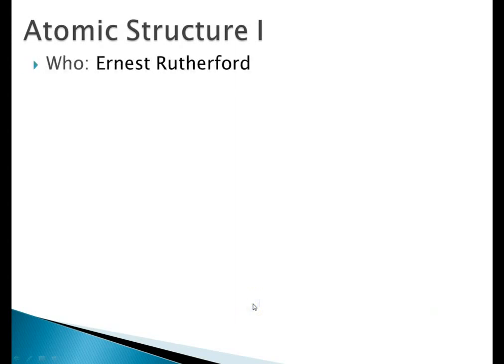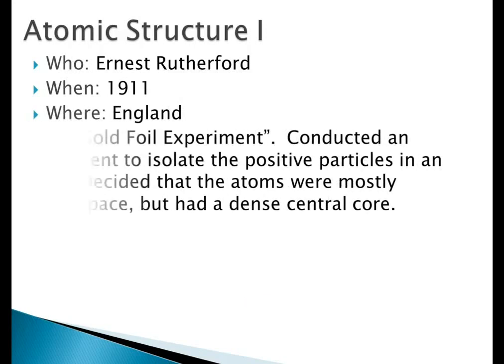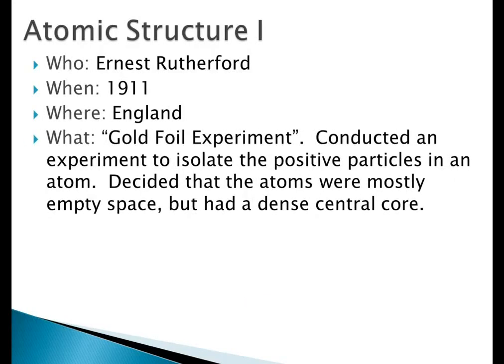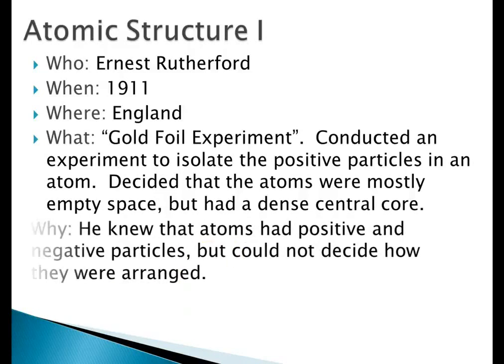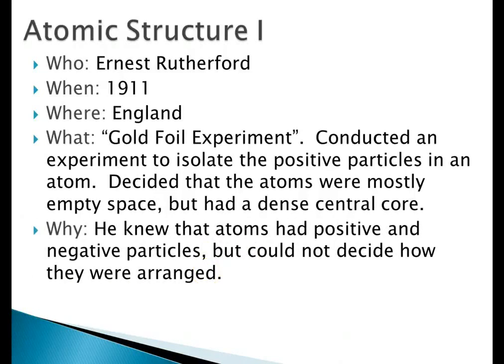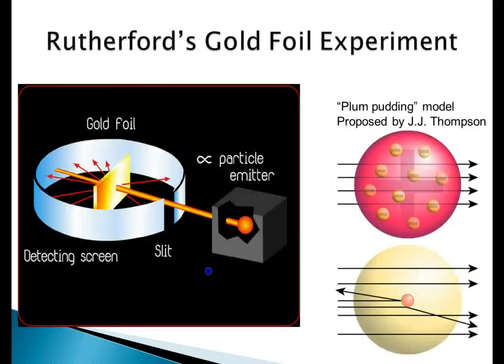Atomic Structure 1. Ernest Rutherford. 1911 in England. The gold foil experiment. Conducted an experiment to isolate the positive particles in an atom. He decided that the atoms were mostly empty space, but it had a dense central core. He knew atoms had positive and negative particles, but he could not decide how they were arranged. Here's Rutherford's gold foil experiment.